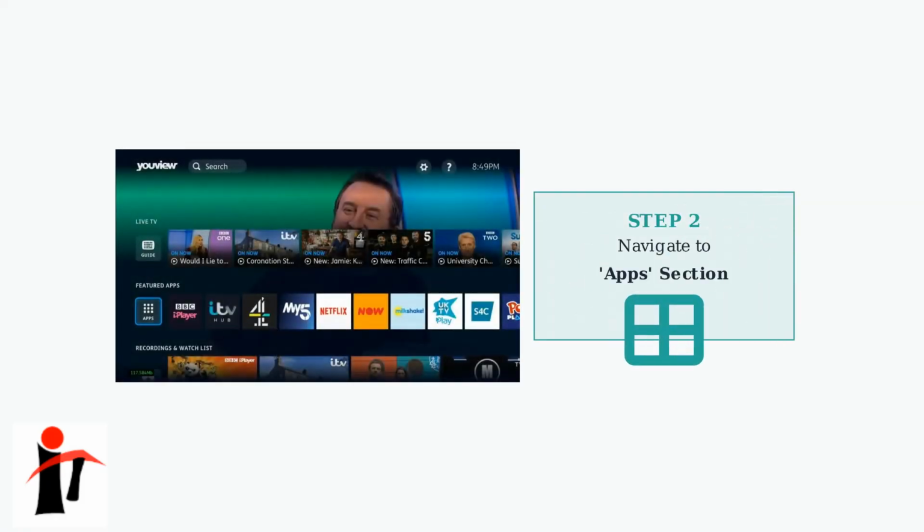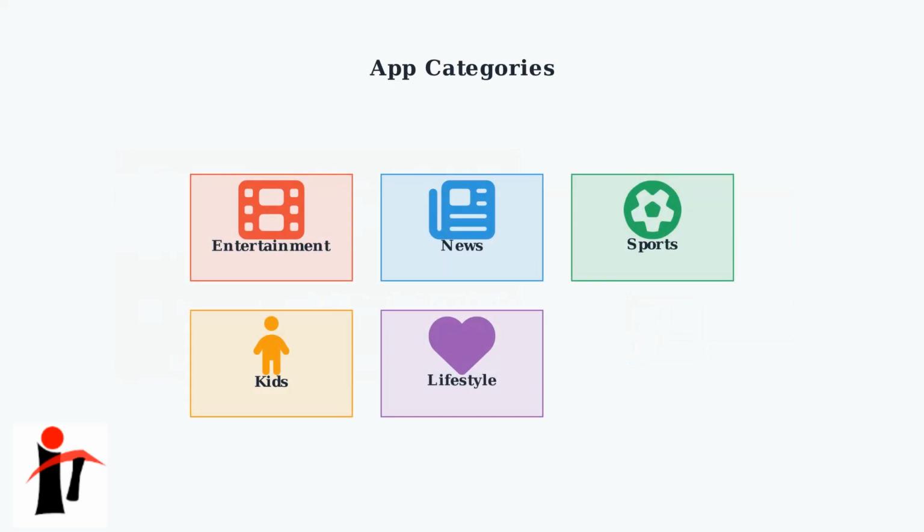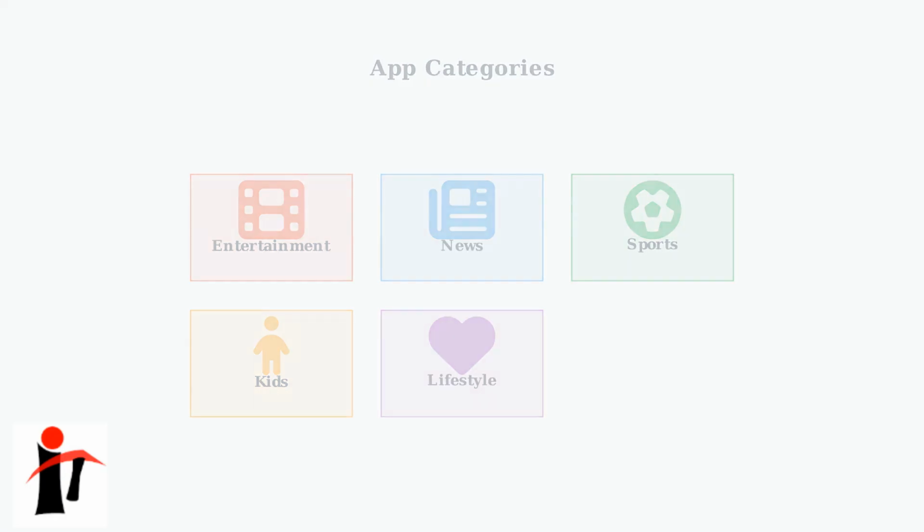interface. Once you press the YouView button, you'll see the main interface. Navigate to the Apps section, which is clearly labeled and easy to find in the main menu. In the Apps section, you'll find applications organized by categories to make browsing easier. These include entertainment, news, sports, kids, and lifestyle categories.